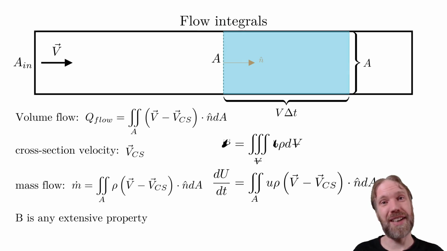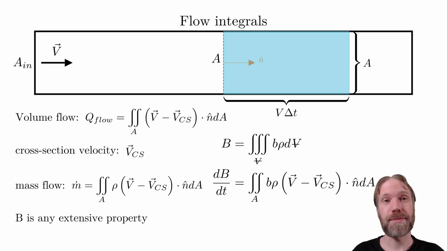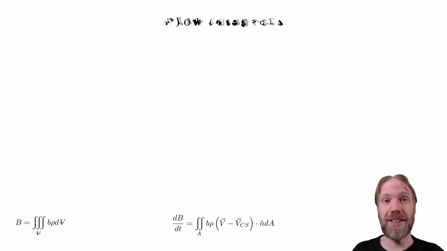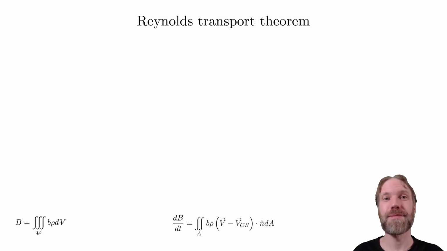Let's restore the equation to using B, which can be any extensive property. To summarize, we have an equation to calculate the amount of any extensive property inside the volume, and we have an equation to calculate the flow of the same property through a cross-section. We will now go through Reynolds transport theorem. This is the core for writing the fundamental equations on integral form.